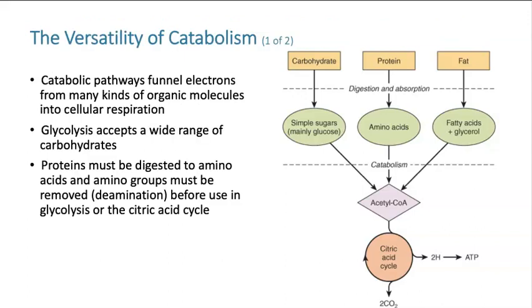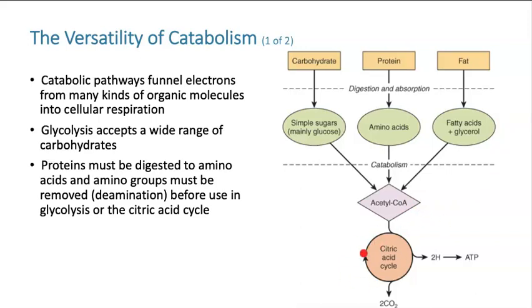So there are catabolic pathways. Remember, catabolism is to break down, and it funnels all kinds of electrons from all kinds of food that we eat. For example, we can take carbohydrates and break them down into simple sugars like glucose or fructose. And those can go through glycolysis and make acetyl-CoA. Same thing for proteins. We can break down proteins into amino acids, and those amino acids can eventually be formed into acetyl-CoA. And the same thing for fats. So fats can be broken down into fatty acids and glycerol, and those can be made into acetyl-CoA.